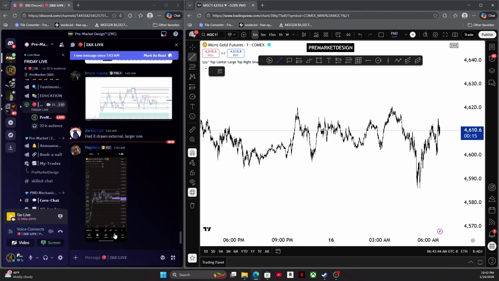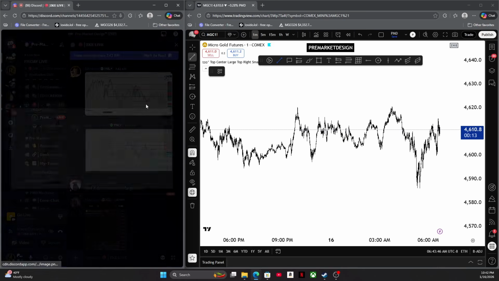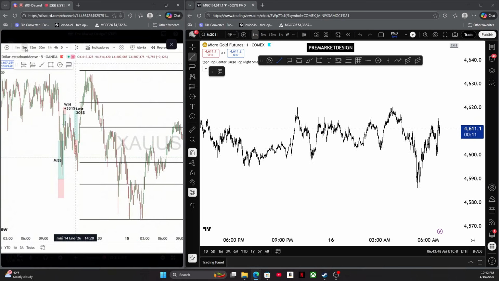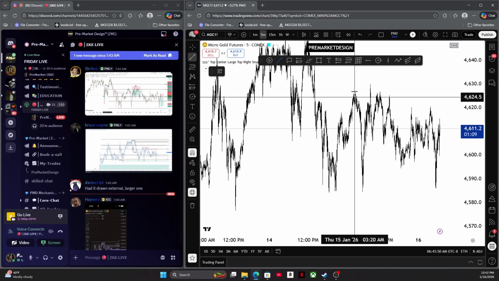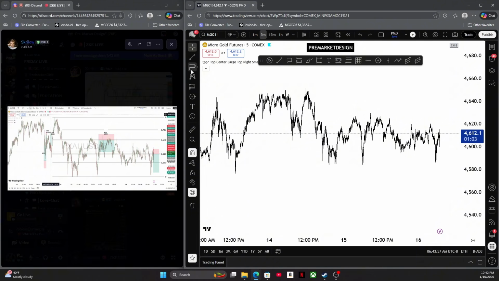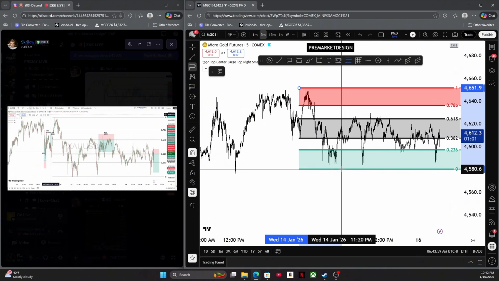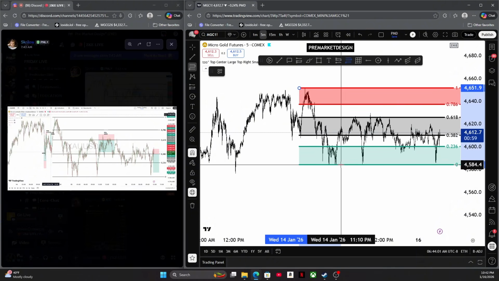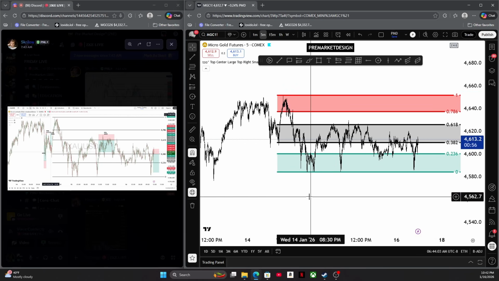Had it drawn external, a large one, okay, let me see. 5 minute time frame. You have a bearish fib, Skrillo? Alright, bet. So Skrillo is utilizing this bearish fib here from top to bottom.